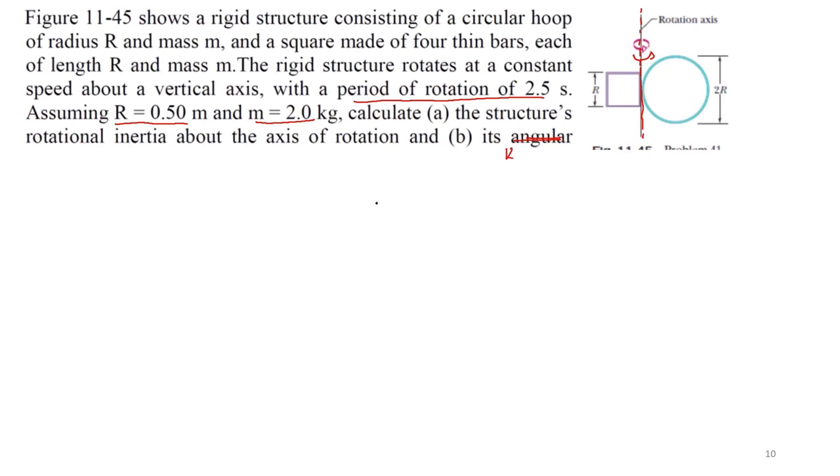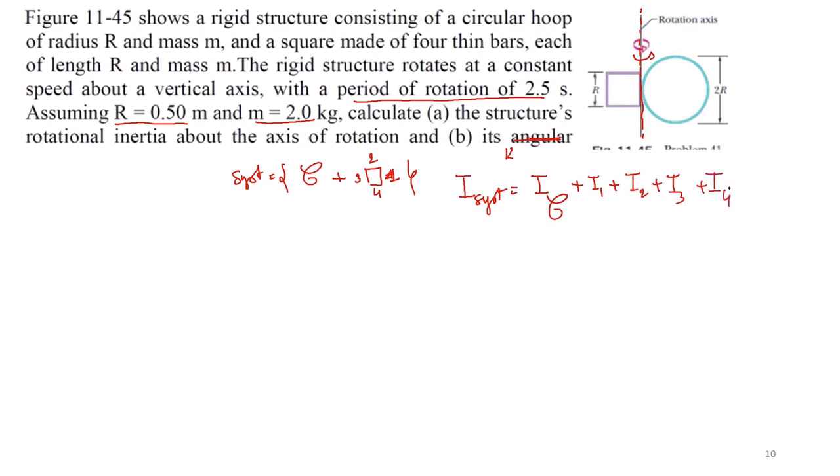Okay, so let's find the moment of inertia of this whole structure. This system is made of a circle plus 4 sides of a square. Each side I will number: this side I will call 1, this side 2, this side 3, and this side 4. So the total moment of inertia of my system will be the sum of the moments of inertia: the moment of inertia of the circle around this axis of rotation, plus the moments of inertia of part 1, part 2, part 3, and part 4 of my square with this axis of rotation, which is fixed.